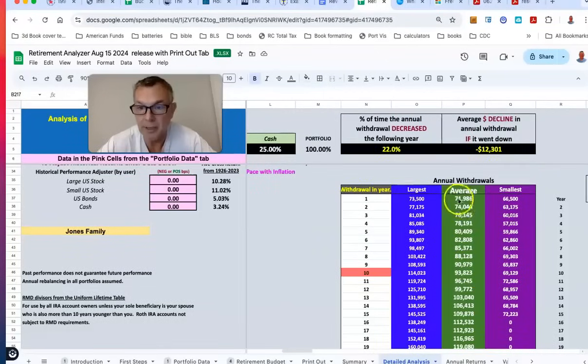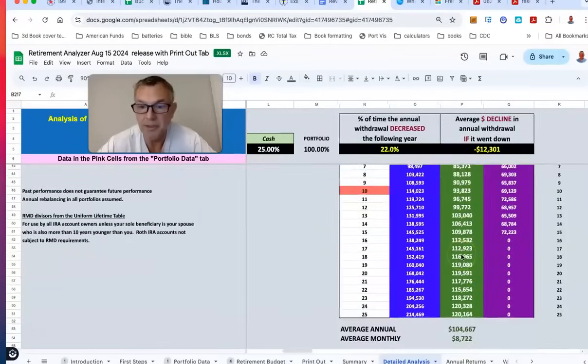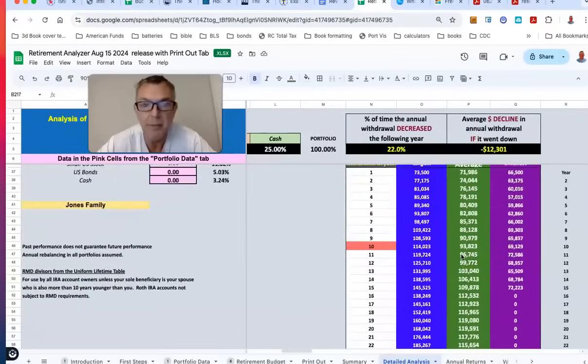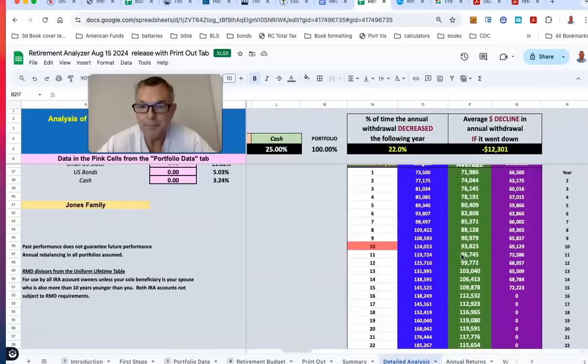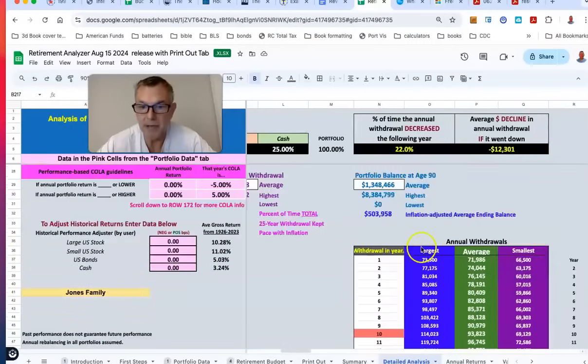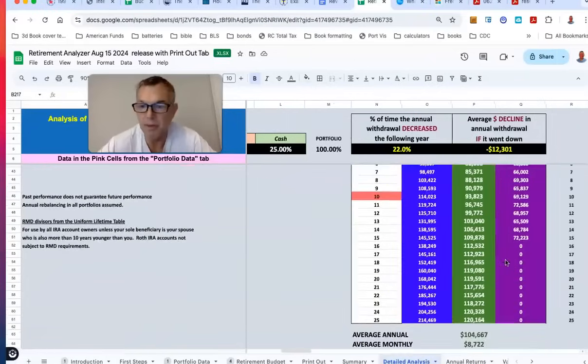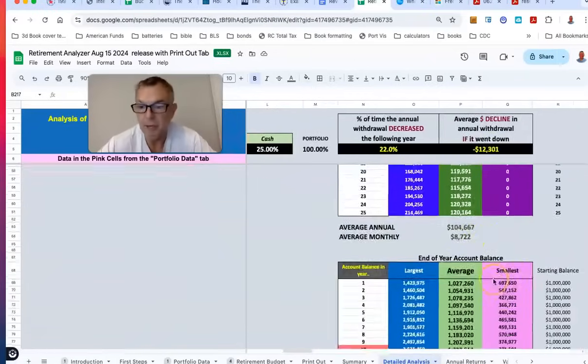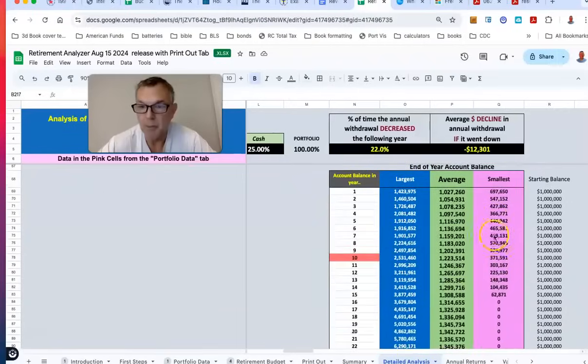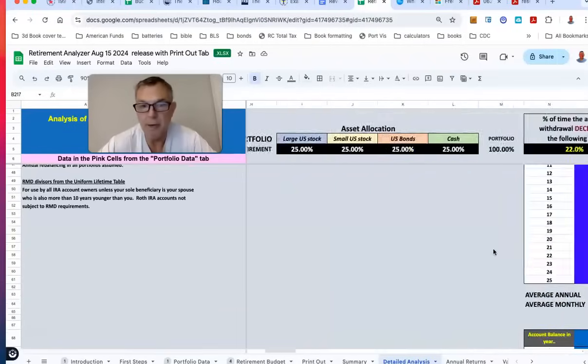The average, though, look, increase, increase, increase, increase, increase. And this is with serious negative markets and all that. And then, of course, if we have the highs, the highest is fine, but we don't want that. We want the lowest. Portfolio balance by age 90, the average is 1.3, which is more than we started with. I just find that to be incredible. All right, so I want to keep going back here. So the smallest balance is like, oh man, we ran out of money.